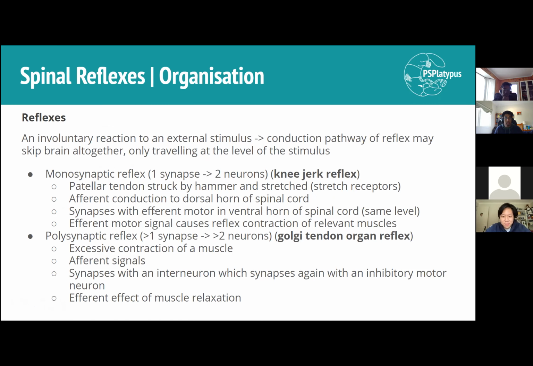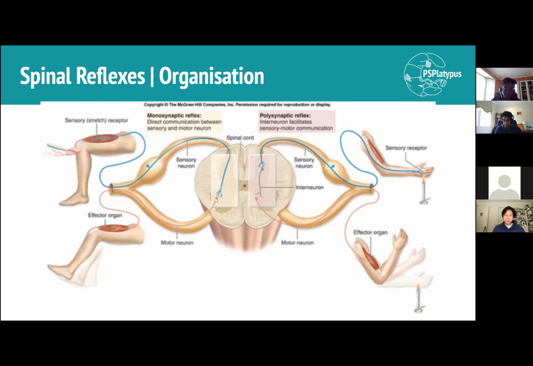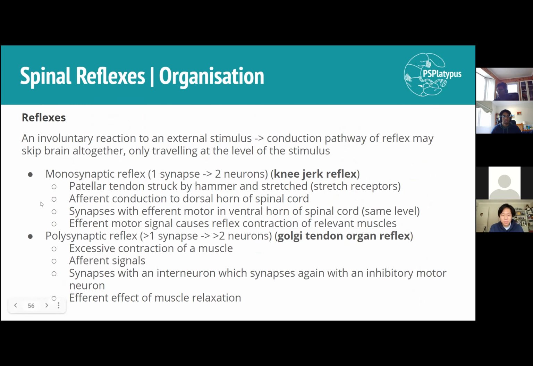Oh, well, one more detail is that it's going to synapse with the efferent motor neuron in the ventral horn of the spinal cord. If you remember, the ventral horn contains the cell bodies of the motor neurons. So that's where it's going to synapse. Polysynaptic reflex: more than one synapse suggests more than two neurons.